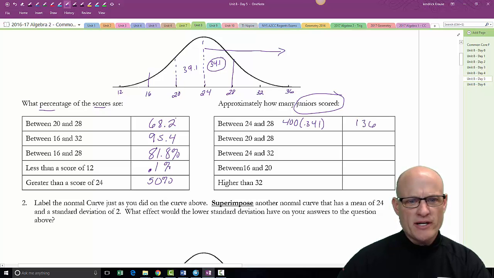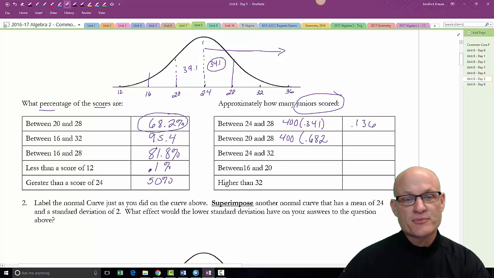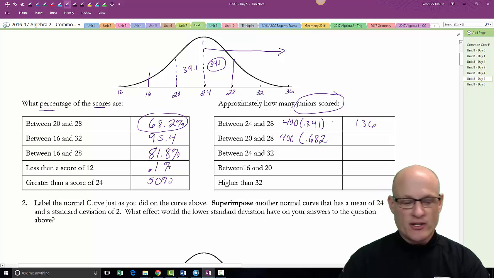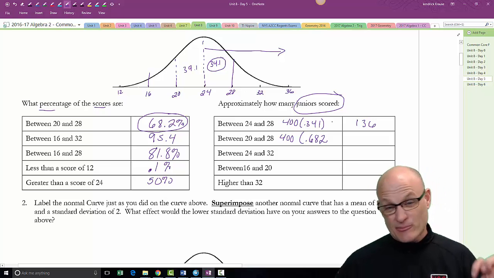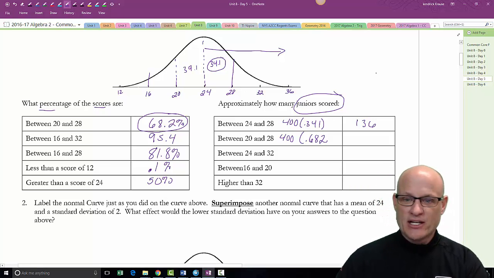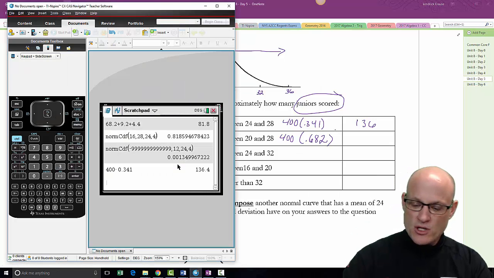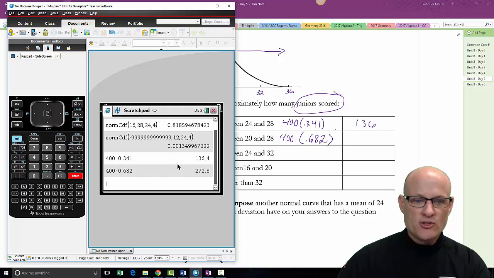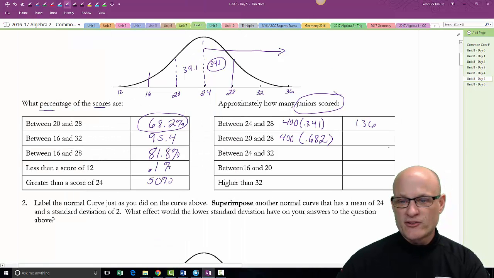Between 20 and 28, well, we said that was 68.2, so we'll take 400, and we'll multiply by 0.682. Remember, that's a percentage, right? So you got to be careful. You got to do it as a decimal. So you can either give me those numbers as a percent or as a decimal. It doesn't really matter. 400 times 0.682. 272.8, so we'll go 273.